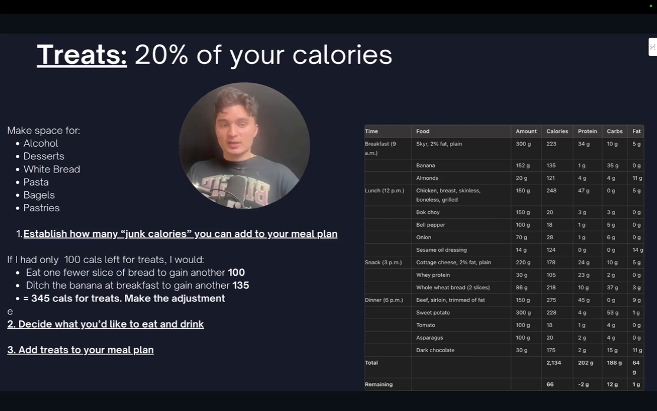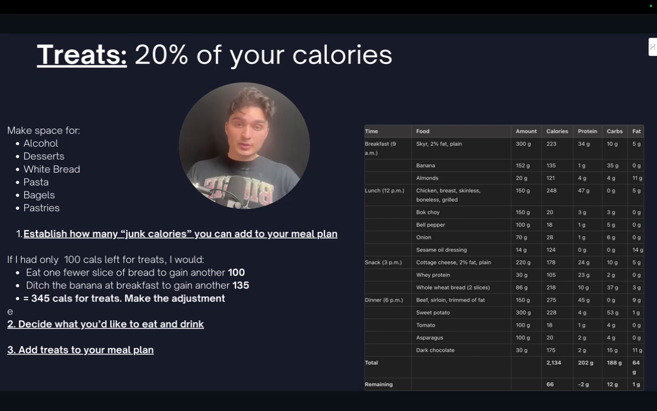You make the adjustment. If after having calculated all your nutritious 80% of your diet, you only have 100 calories left, you may want to free up more room for treats. Then that's how you do it. Okay. Next, you want to decide what you'd like to eat and drink, and then add treats to your meal plan accordingly. So what have I done?